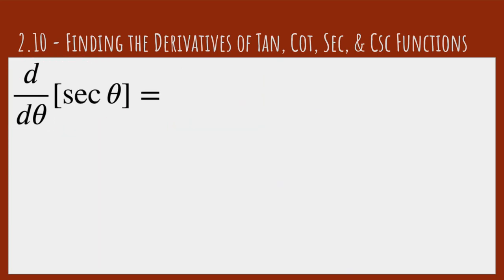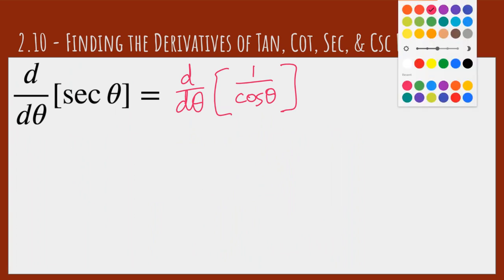If we do the same thing with the secant function, the first thing I'm going to do is rewrite it in terms of trig functions that I know derivatives of. So we can write this as the derivative with respect to theta of 1 over cosine of theta. Now we can do the quotient rule on this.